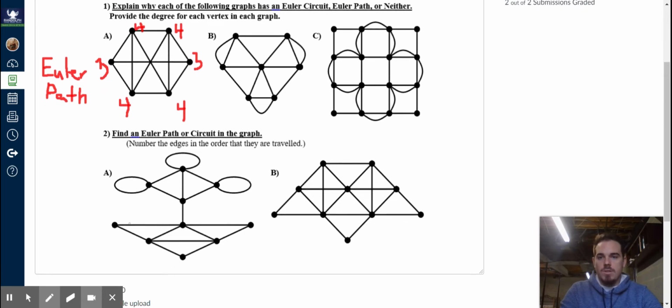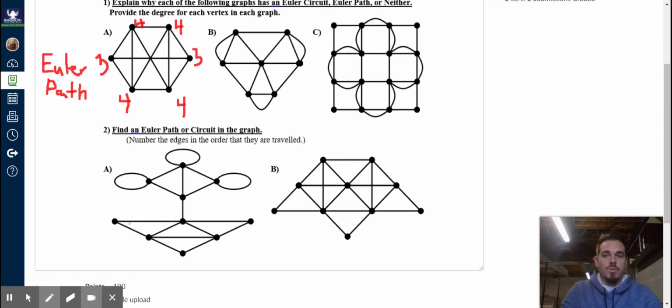For part 2 down here, it says find a Euler path or circuit on the graph. Number the edges in the order that they were traveled. So you want to be able to find a Euler circuit or find a Euler path. Now, when you look at these, you can go through and number each one, but it wants you to number the sides that you use in order to find that Euler circuit or your Euler path. Remember, if you're using a Euler path, you need to start at the odd vertex and end at the other odd vertex.